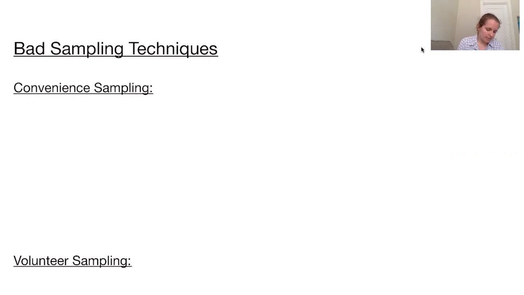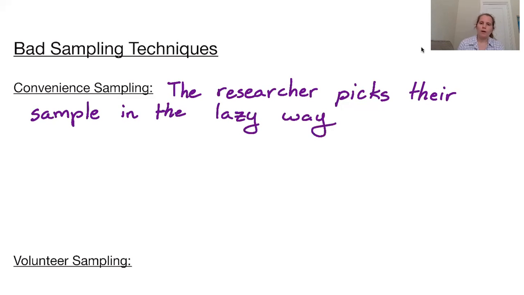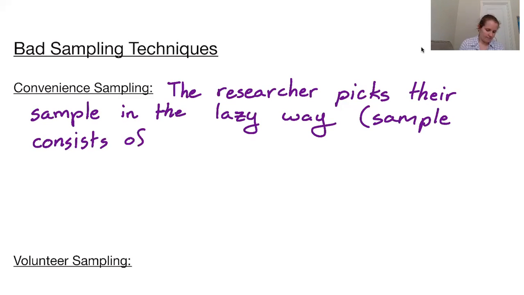In convenience sampling, the researcher picks their sample in sort of the lazy way. And by which I mean their sample consists of the people easiest for the researcher to reach.